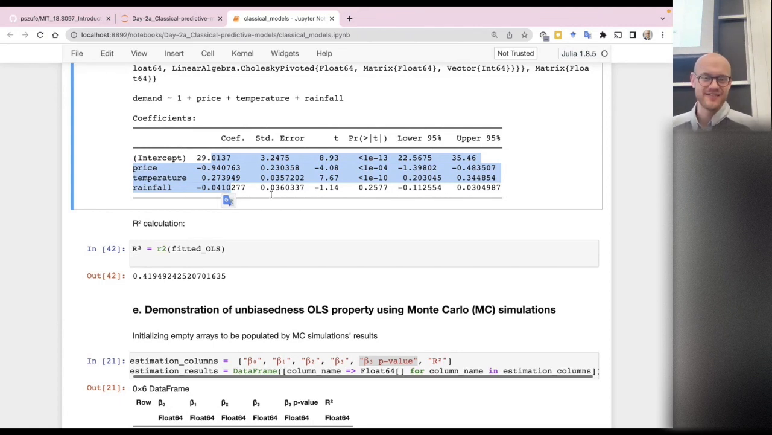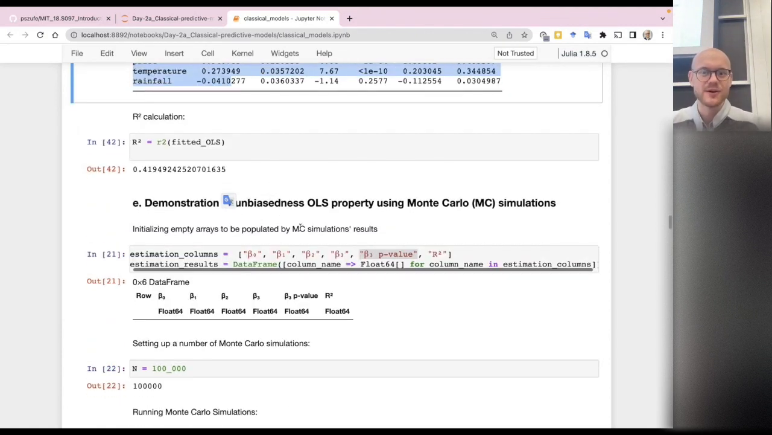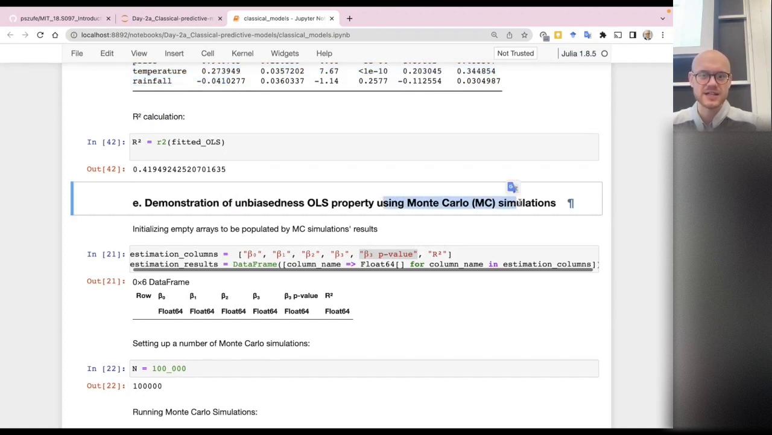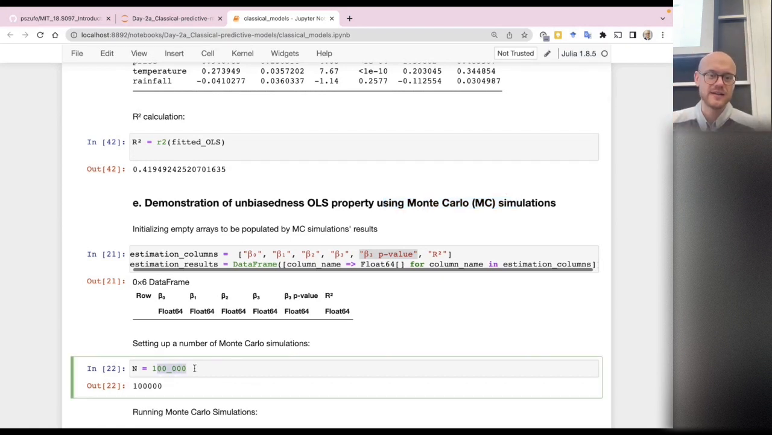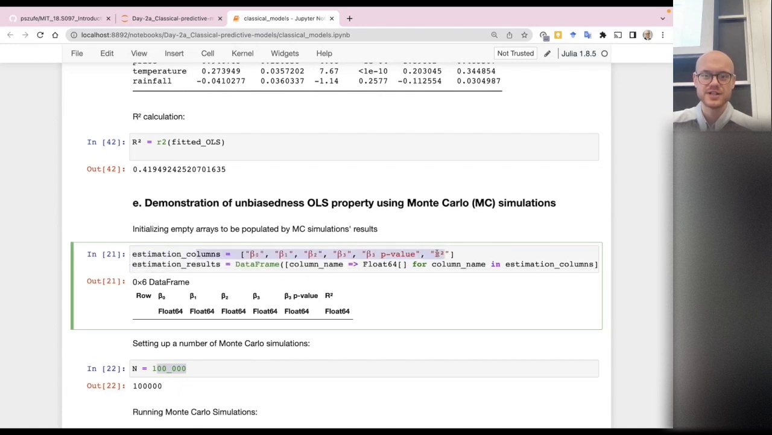Or maybe it's something systematic we should expect. So therefore, we are going to run Monte Carlo simulations. We are going to repeat the process you have seen here a number of times, to be specific, 100,000 times. We are going to save this kind of information for each simulation.